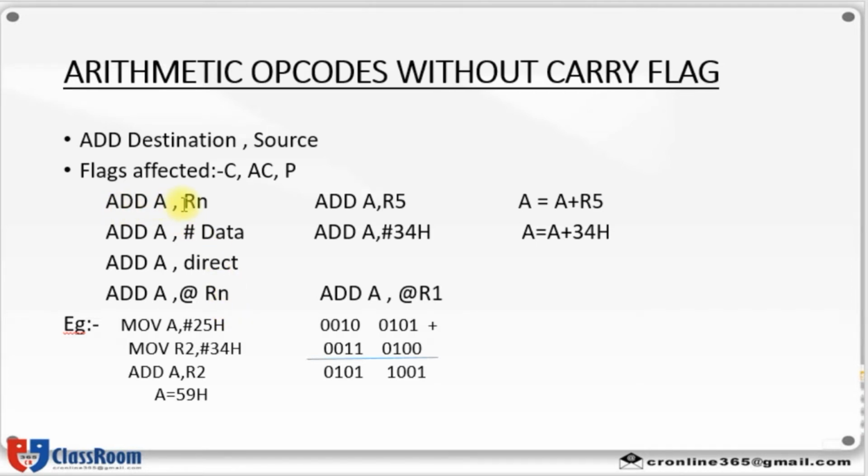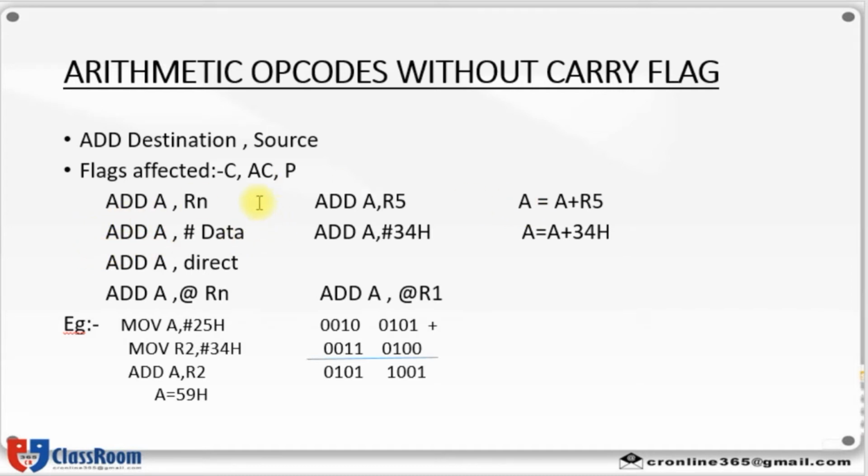For example, add A, Rn by using register addressing mode. Add A, R5. What is the meaning of this instruction? Add A, R5 means that you can add the contents of accumulator by the contents of register R5 and you can save the result in accumulator. That is, accumulator will be having the result of accumulator contents and register R5 contents.